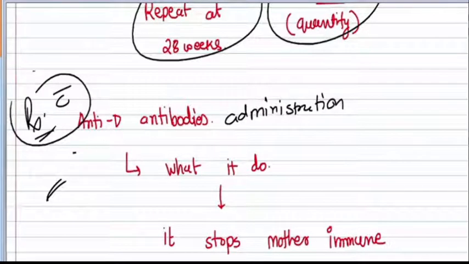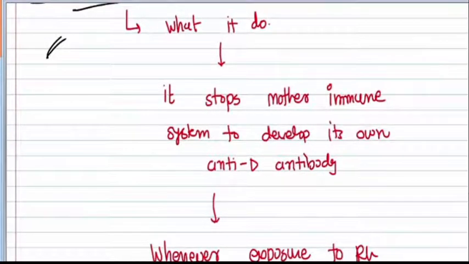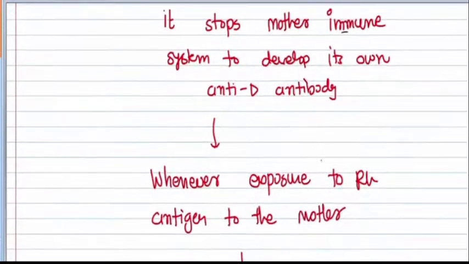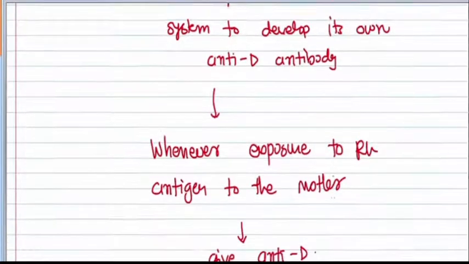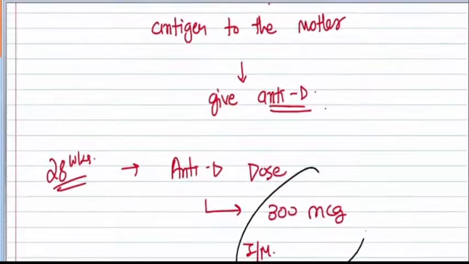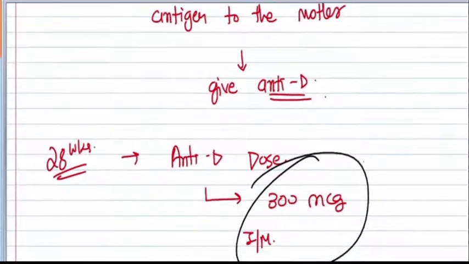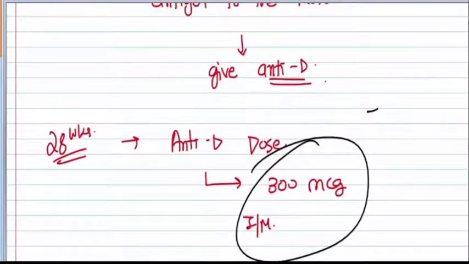Now the treatment and prevention remain the same. The prevention is giving passive immunization with anti-D antibodies to the mother. How will it work? It will stop the mother's own immune system from developing its own Rh antibodies, and whenever exposure of Rh antigen to the mother is present, you must give anti-D antibodies. The dose is almost 300 microgram international units IM.